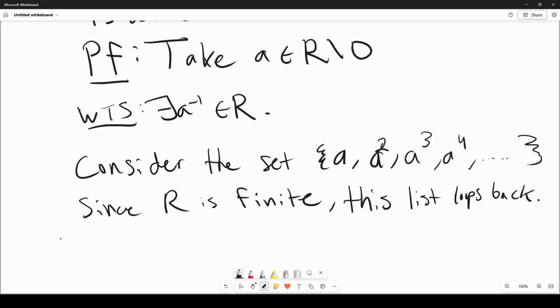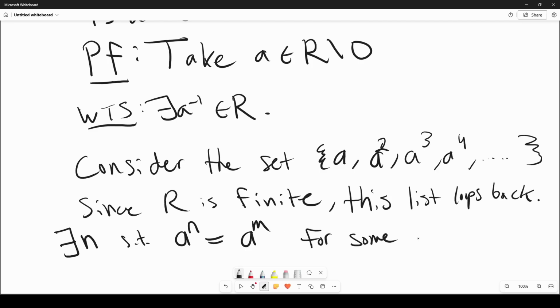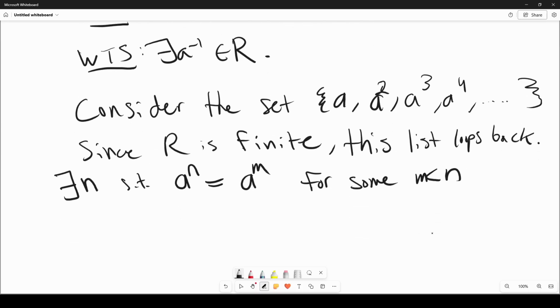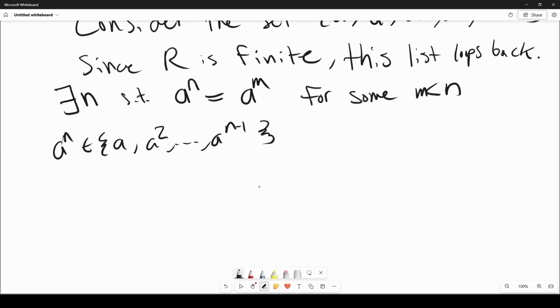This list loops back. What that means is there exists n such that a to the n equals a to the m for some m less than n. Or you could say that a to the n is in the list a, a squared, up to a to the n minus 1. So it's somewhere in here, and I'm calling the thing that it is a to the m. Now if I subtract a to the m over, I get a to the n minus a to the m equals 0.